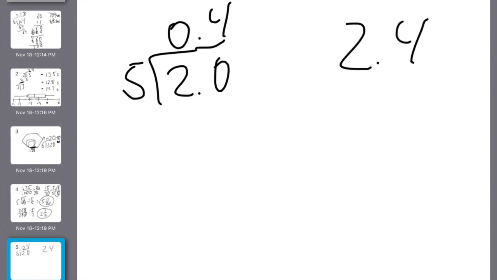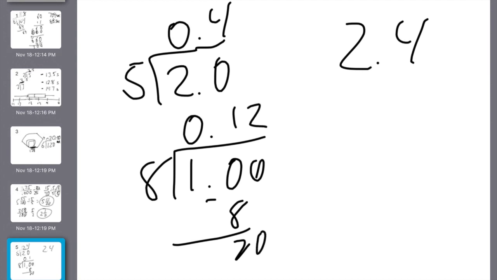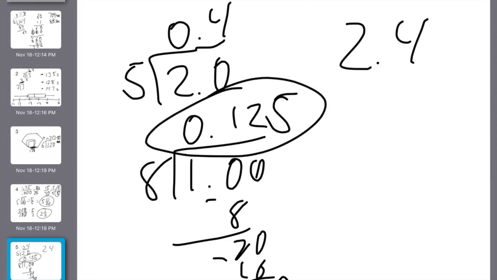B, top in, bottom out, 1. Add a decimal point. 8 goes in there 0 times. Decimal straight up. 8 into 10 once. 8. Subtract 2. Add a 0. Bring it down. 8 into 20, 2. 16. Subtract 4. Bring it down. Goes in there 5 times. I have 0.125.